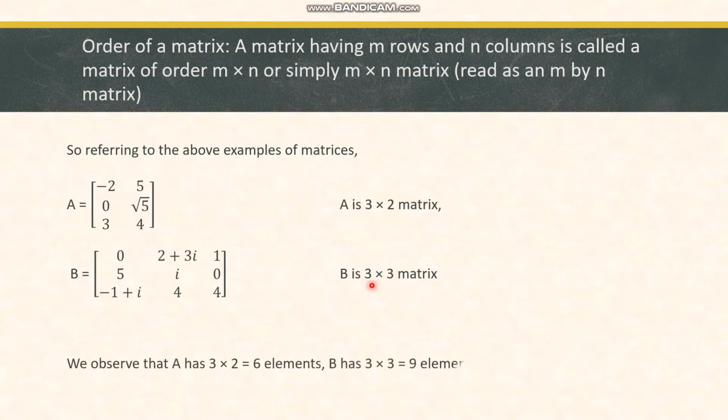And observe one more thing: how many elements are there in this matrix? 1, 2, 3, 4, 5, 6. So we can get the number of entries, or the number of elements, inside a matrix from its order by multiplying the number of rows by the number of columns. So 3 multiplied by 2 is 6. So matrix A has 6 elements and matrix B has 9 elements.